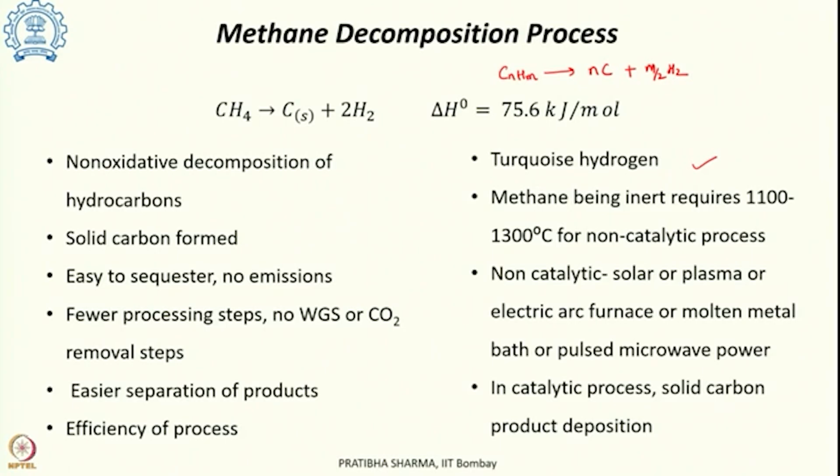Now, since methane is inert, it requires higher temperature for decomposition. If the process is non-catalytic, the required temperatures range from 1100 to 1300 degrees for the decomposition of methane. However, the heat required to reach that temperature can be provided by solar heating, plasma in an electric arc furnace, a molten metal bath, or pulsed microwave power. That much energy can be supplied.